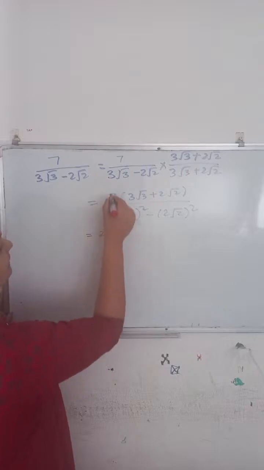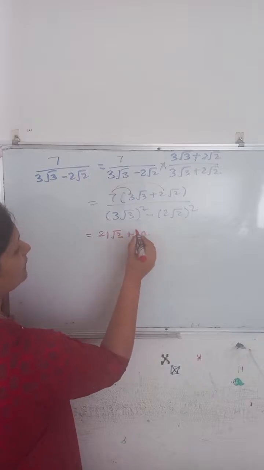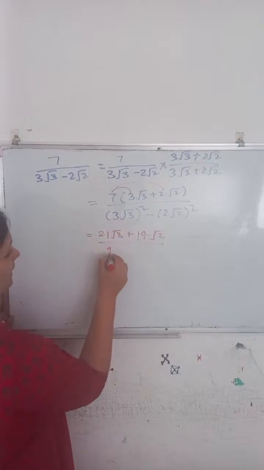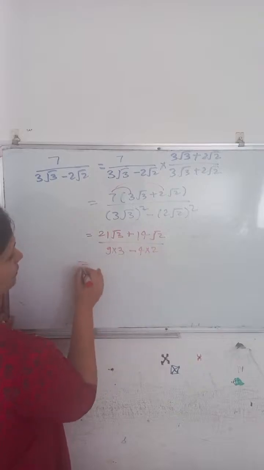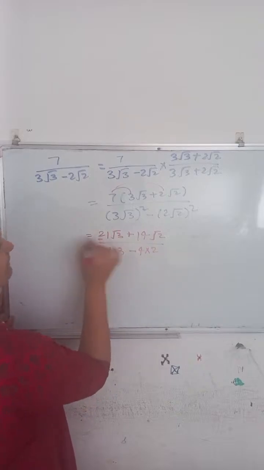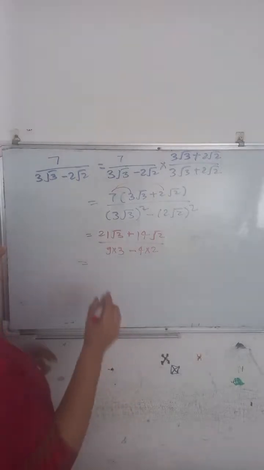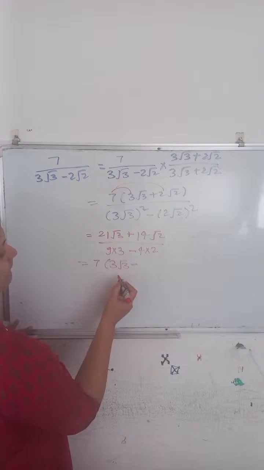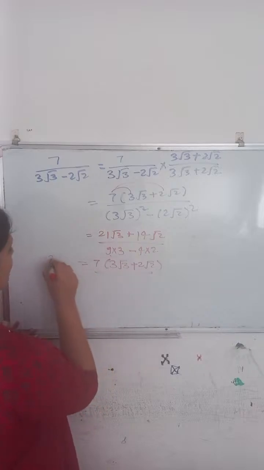7 multiply, 7 3s are 21 root 3, 7 2s are 14 root 2, divided by, here 3 square is 9 and here 3 into 3 minus 4 into 2. So here you can take 7 common, because 21 and 14 are in the same table of 7. So 7 if I take common, then 3 root 3 plus 2 root 2 divided by 9 3s are 27 and 4 2s are 8.